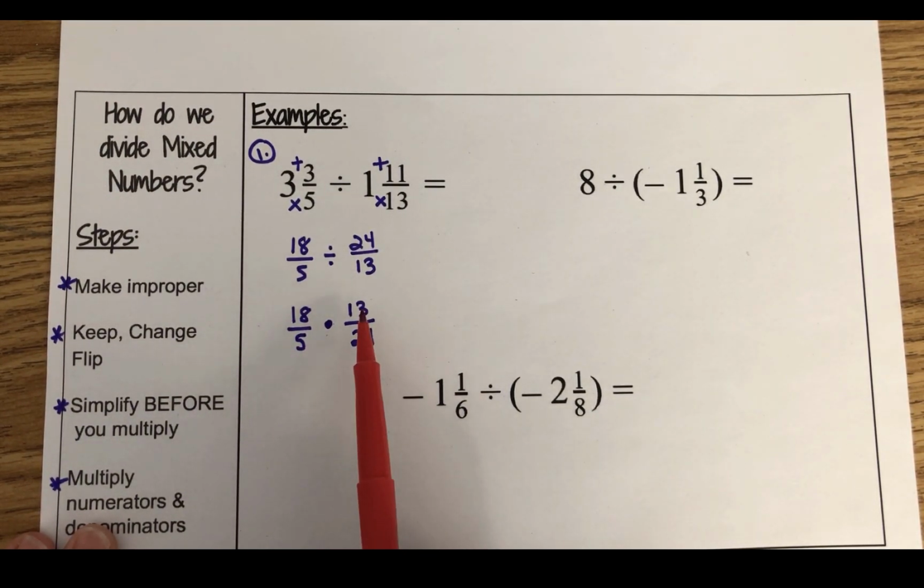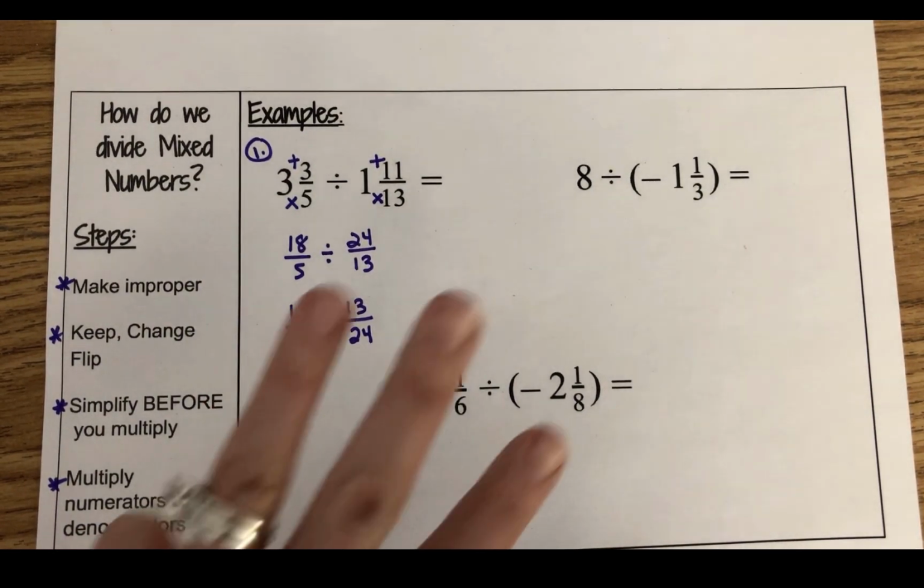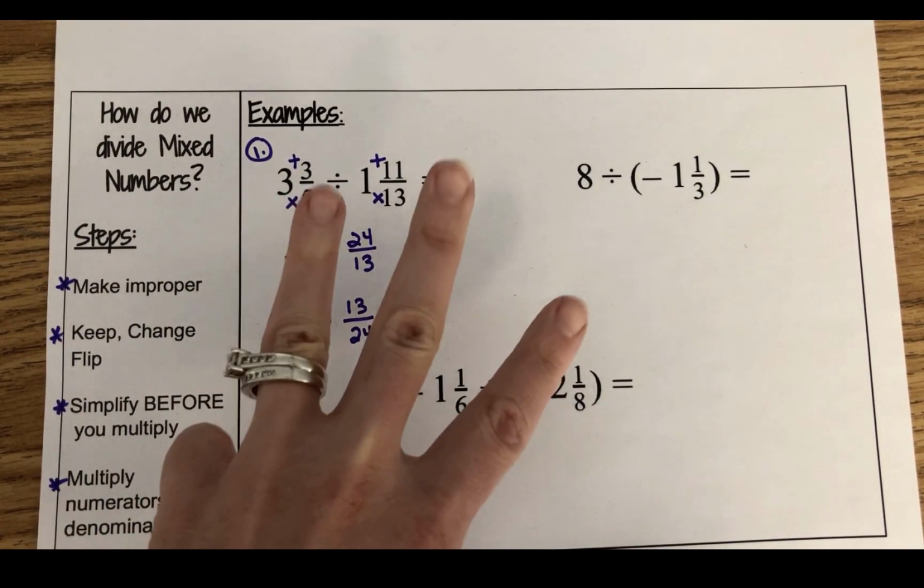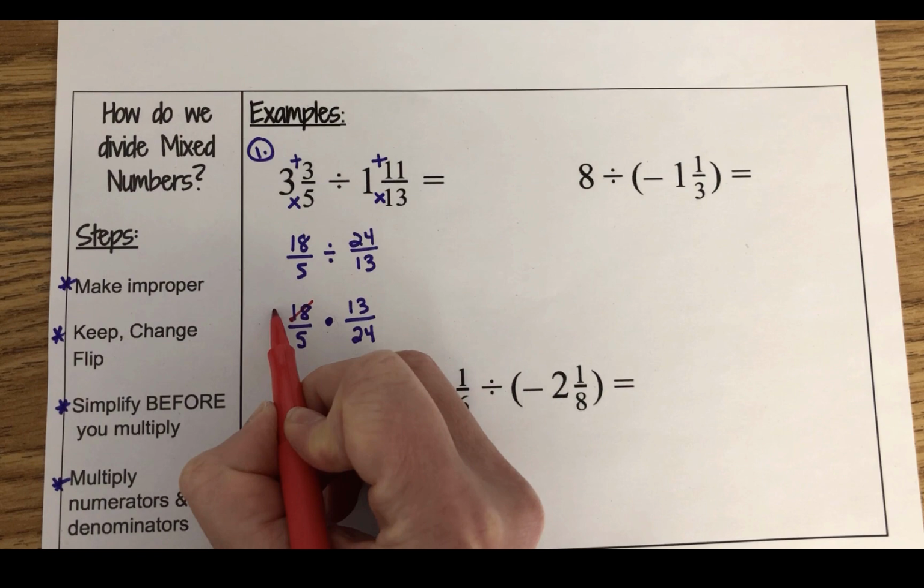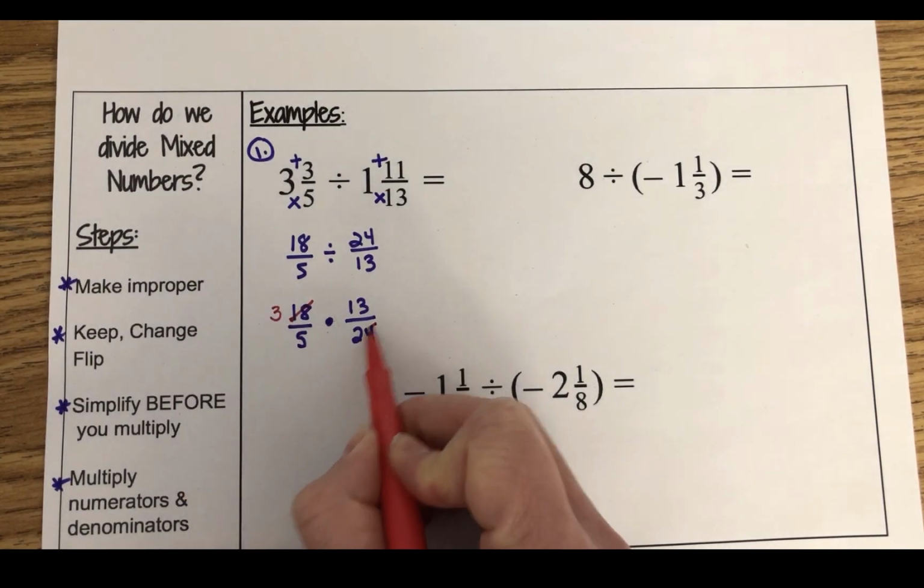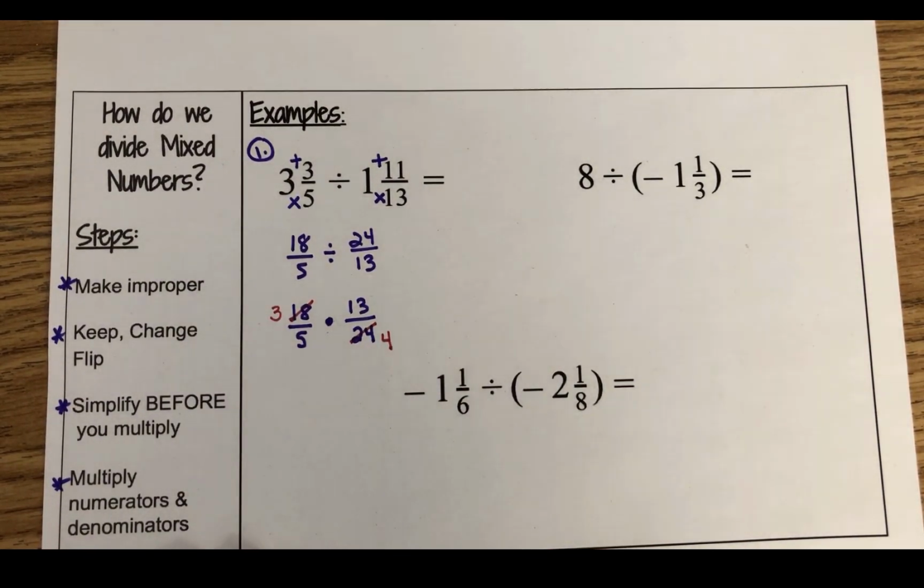18 and 24, can you simplify there? Yes, they are both even, so they share 2. They share 3. If they share 2 and 3, that means they share 6 as a factor, and that's going to be the greatest factor that they share. 18 divided by 6 is 3. 24 divided by 6 is 4.